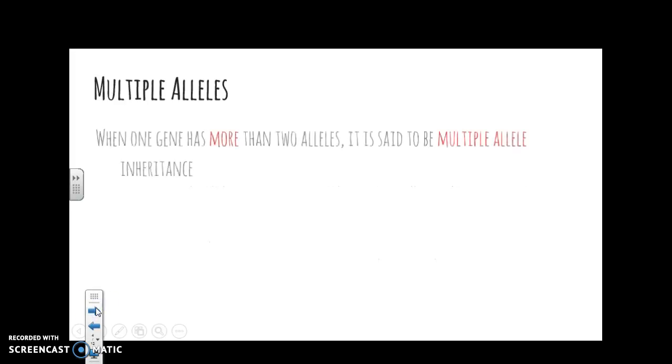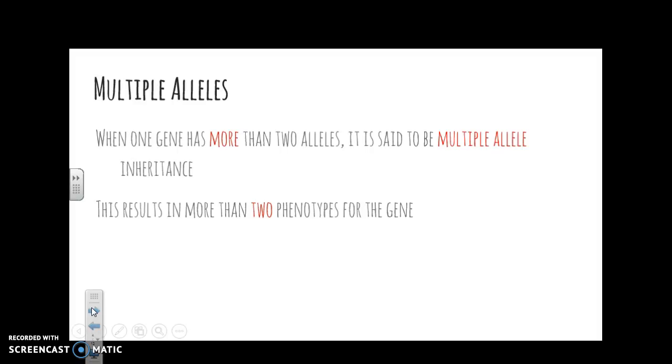So multiple alleles. When one gene has more than two alleles, it is said to be multiple allele inheritance. This results in more than two phenotypes for the gene. So previously we've been talking about if you had a big H and a little h, you could have big H, little h, and little h, little h. So now what's going to happen is you could have big H, a little h, and then a little h prime, or we could say a big H prime, but we have more than two alleles for one gene. One trait has multiple alleles.